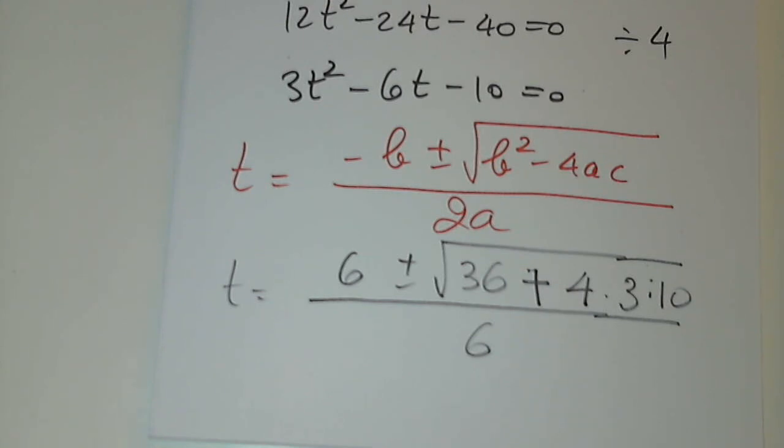Ready? Yes? I know, I'm just writing it. I'm waiting. 4 times 3 times 10. So it's negative 4 times a, which is 3, times c, which is negative 10. Instead of writing negative 10 and having the negative here, I change it into positive. It's even easier to plug it in the calculator. Ready? Okay.